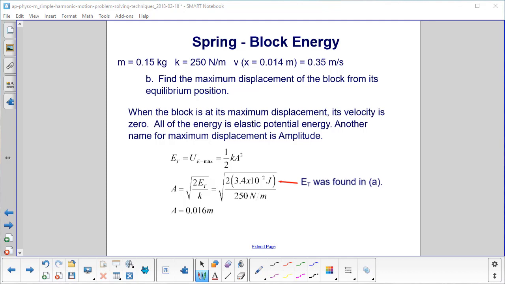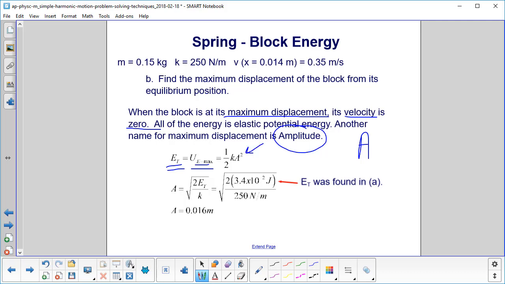Find the maximum displacement of the block from its equilibrium position. We make the statement that when it's at its maximum displacement, its velocity is 0. So all of its energy is elastic potential energy. And another name for maximum displacement is amplitude, which we represent by the letter A. So our total energy is all in potential energy at our maximum displacement point, which will be 1/2 kA squared.